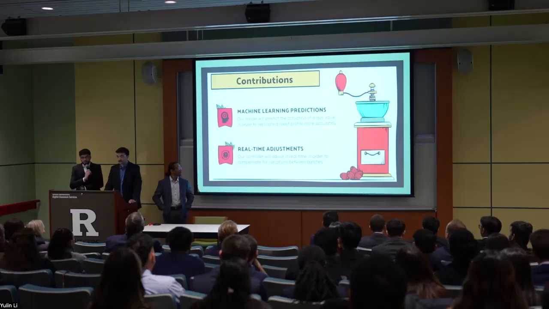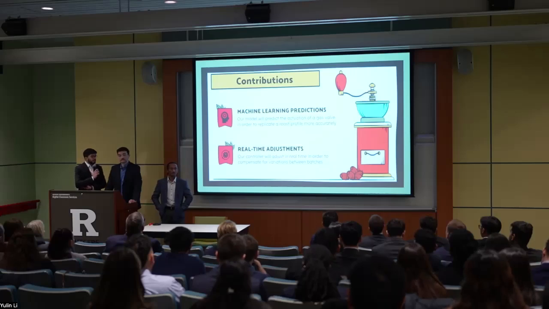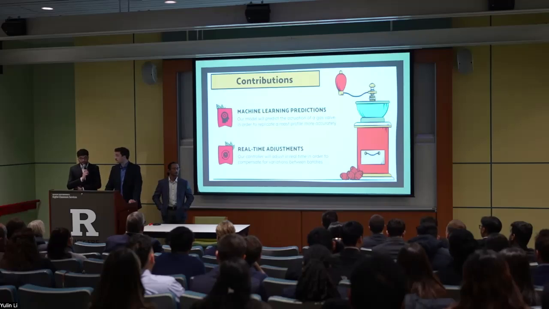And so just to add more to the contributions of a typical coffee roaster setup, we are adding our machine learning predictions, which will predict the actuation of a gas valve in order to replicate the curve more accurately. And again, the big emphasis of this is the real-time adjustments to avoid any potential defects. It will adjust in real time to compensate for any variations between batches.